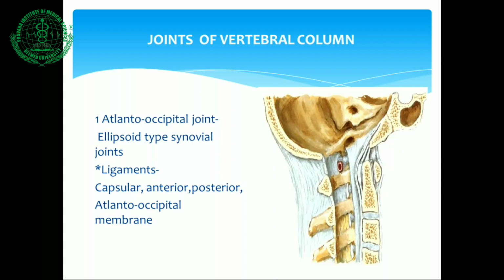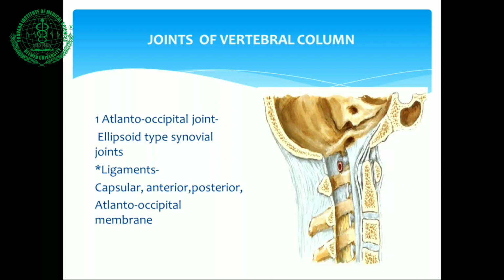The atlanto-occipital joint is an ellipsoid type of synovial joint. It is formed by the articulation between the occipital condyles present at the base of the occiput, which articulate with the superior articular facets of atlas, forming the atlanto-occipital joint.